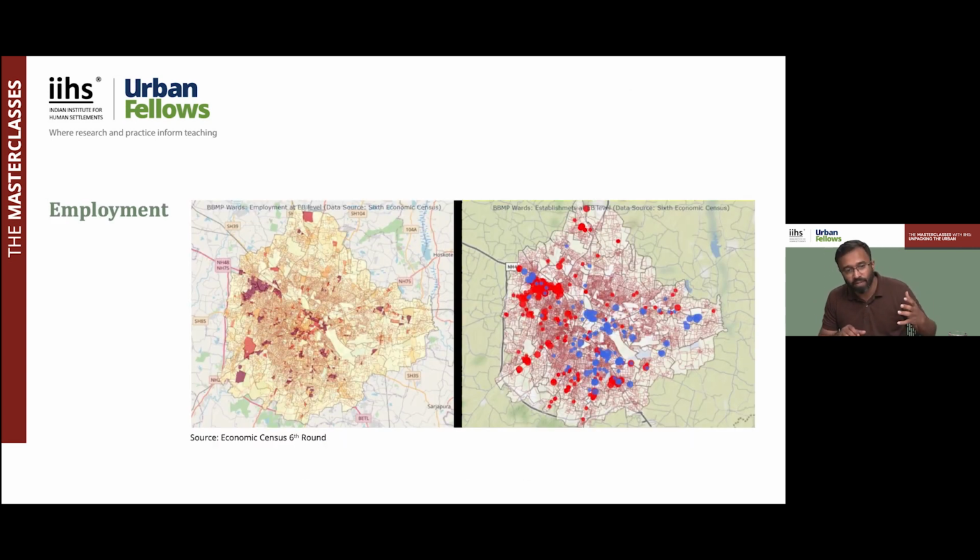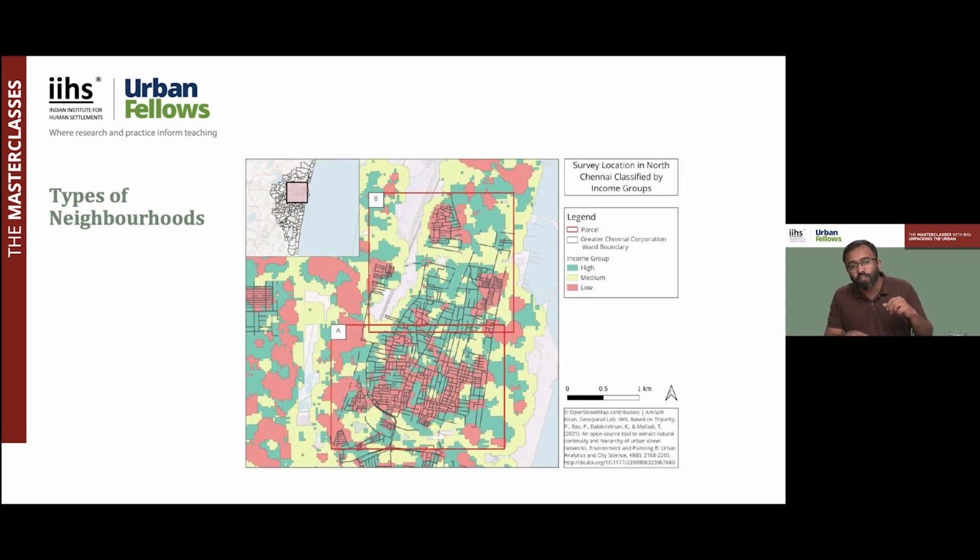This is another quick example, taking the economic census that happened around 2013, and similar to the ward level socioeconomic conditions that I just showed, this shows the employment characteristics at an enumeration block in the city of Bangalore. Right? On the right-hand side, the red areas are where manufacturing is concentrated, and the bluish areas are where service industries are concentrated. So these two were large-scale national-level data sets. They are available for an earlier time. The new rounds have not been published.